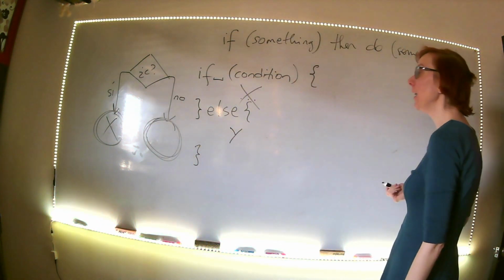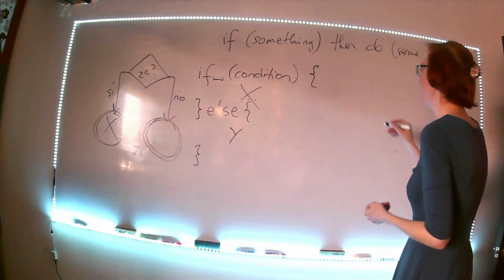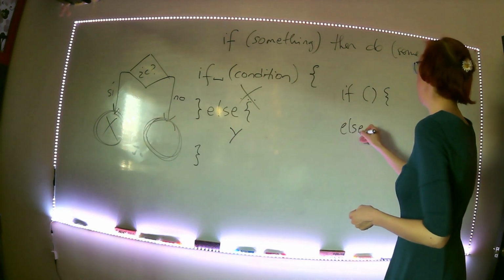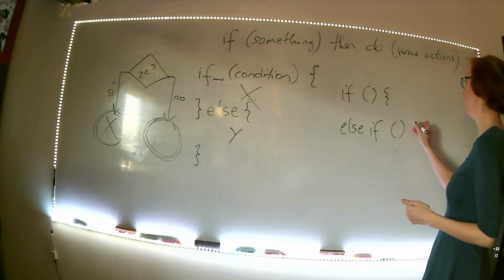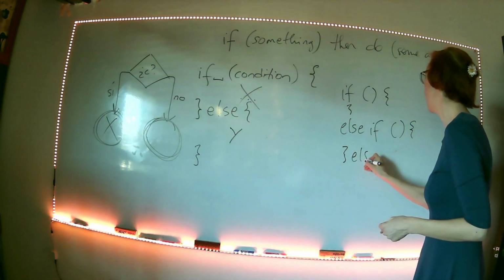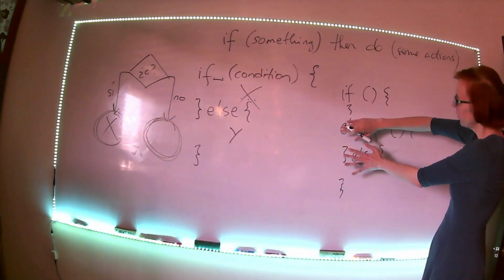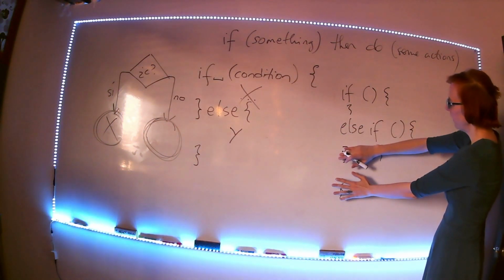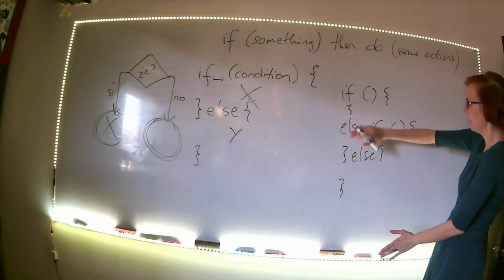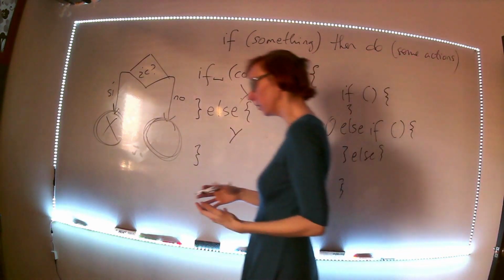If I have three options, I can chain this stuff. So I could do stuff like if something, else if some other condition, and if none of these conditions are okay, then I would do the else. I can just do an if, I can do an if with an else if, or I can do an if with an else, or I can do an if and an else if and an else, and I can just repeat this else if as many times as I want.